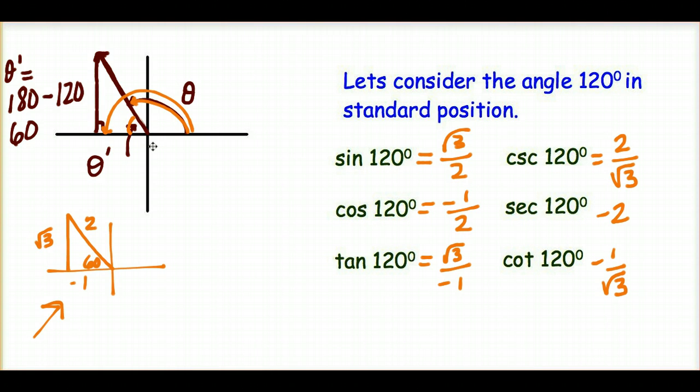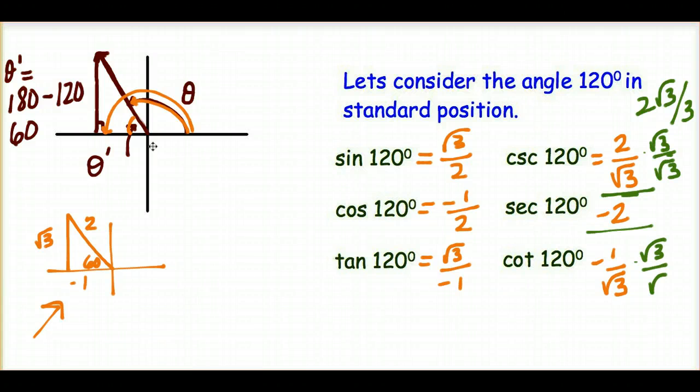The only thing left to do possibly now is to rationalize these. So this one right here, if we times by root 3 over root 3, we will get an answer of 2 root 3 over 3. The secant of 120 is -2, so that's good. And the cotangent we need to rationalize by timesing top and bottom by root 3. And so we'll get negative root 3 over 3 for the cotangent.